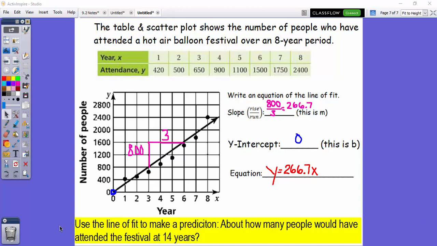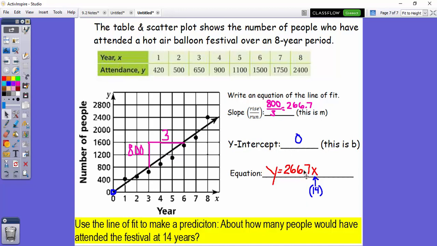Okay, now the last part we're going to look at is the part in yellow. It says use the line of fit to make a prediction about how many people would have attended the festival at 14 years. So this is our line of fit. 14 years though is way off the graph. So we're actually going to use the equation of the line of fit. And because I know years is x, I can plug in 14 for x. So 14 years is going to replace x.